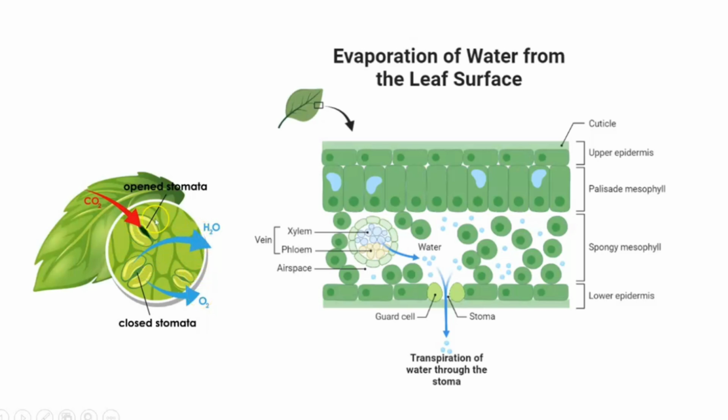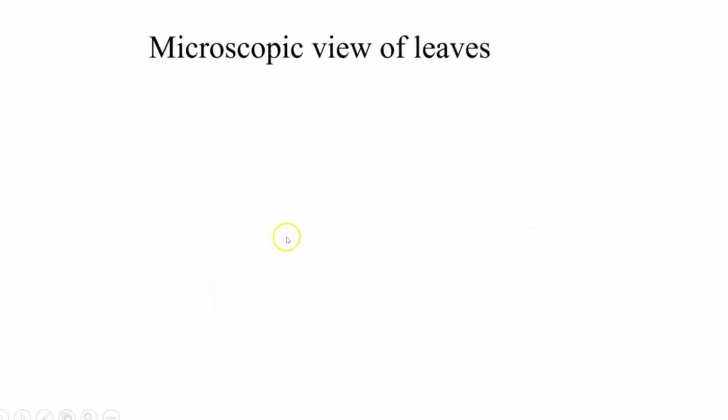So when the stomata is open, exchange of gases takes place. It takes in the carbon dioxide and gives out the oxygen. Along with that, it gives out the water also in the form of water vapors. It is evaporated by this process only. So when the evaporation of water takes place through the leaves, it pushes the water from the xylem in the roots to the leaves due to the loss of water in the leaves.